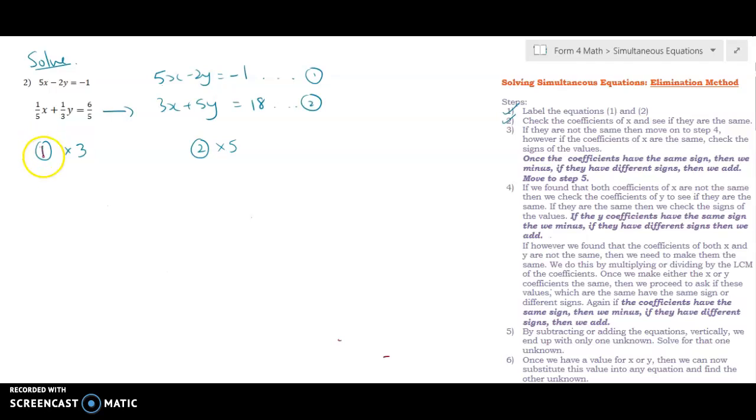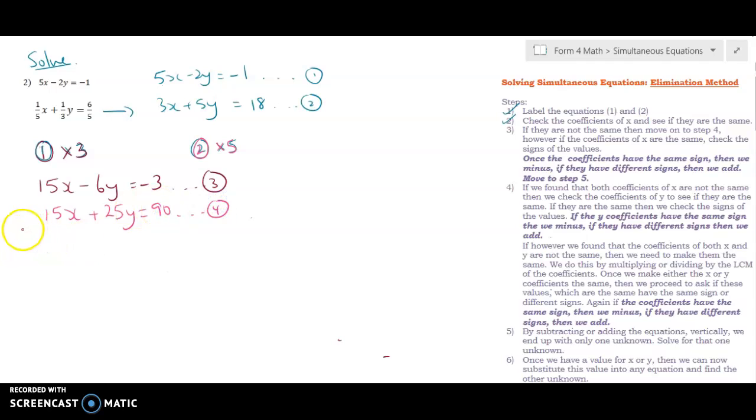Equation 1 multiplied by 3 gives me 15x minus 6y is equal to minus 3. Call that equation 3. Equation 2 multiplied by 5 now, that gives me 15x plus 5 by 5 is 25y is equal to 18 by 5 would be 90. So I'll put 90 here.